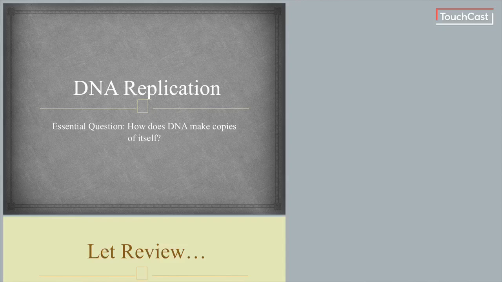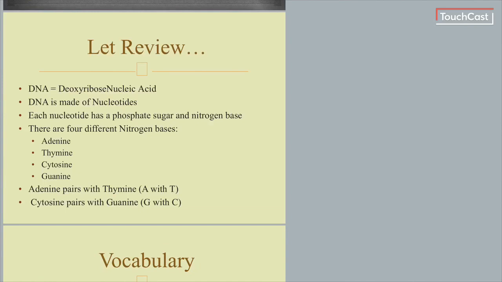So, our central question is, how does DNA make a copy of itself? Before we can go deeper into DNA replication, let's review some key facts. DNA stands for deoxyribonucleic acid. DNA is made of nucleotides. Each nucleotide has a phosphate, sugar, and a nitrogen base. There are 4 different nitrogen bases: adenine, thymine, cytosine, and guanine. And adenine can only pair with thymine, A with T, and cytosine can only pair with guanine, G with C.